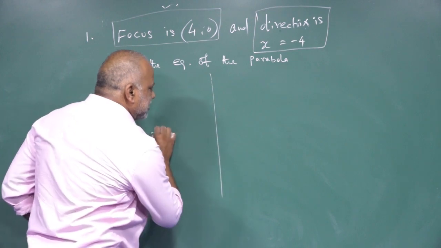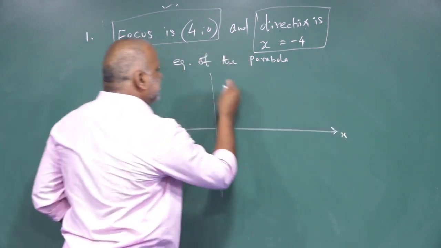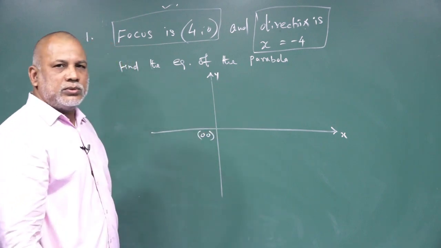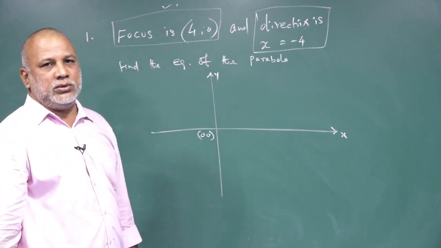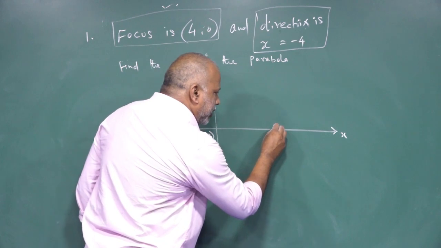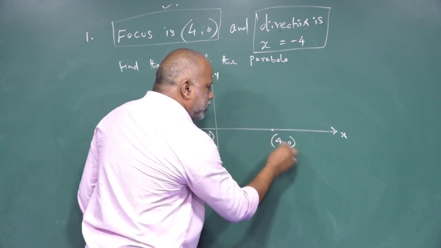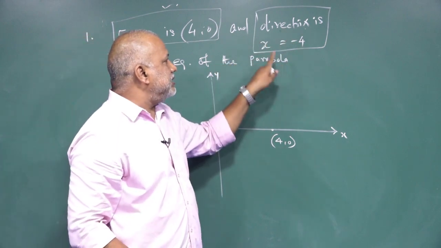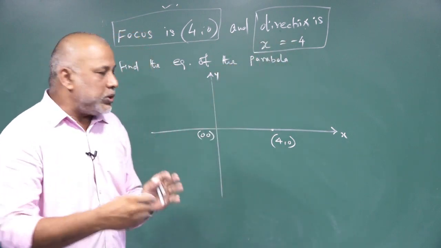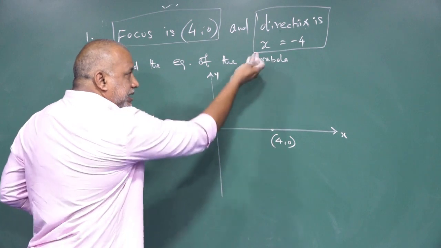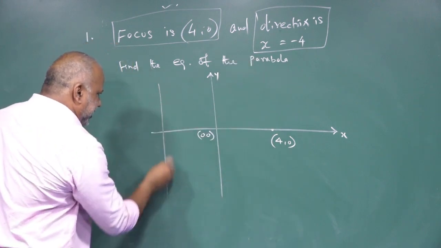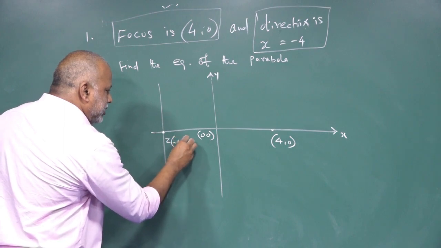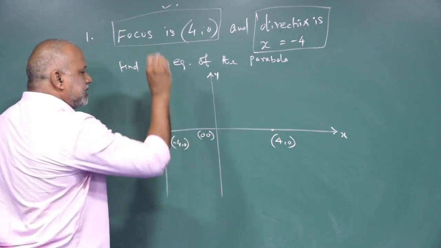Draw the axes first. This is the x-axis, y-axis, origin (0, 0). Focus is (4, 0), which means it must lie on the x-axis only. Then what is the directrix? x equal to minus 4. It must pass through the point (minus 4, 0). This is the directrix here.